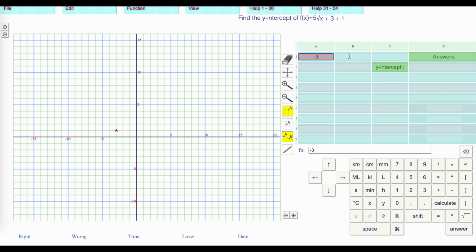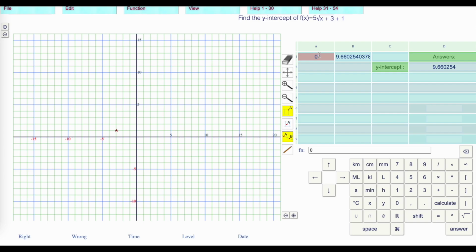When x is negative 3, the y value must be 1. That is equal to 5 times the square root of the x value, which in this case is negative 3, plus 3, gives us 0, the square root of which is 0, times 5 is 0, plus 1 is plus 1. When x is 0, the y is 9.660254, which is our answer. Let's get some other values just to see what this looks like.